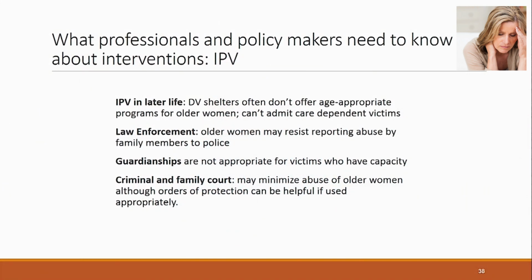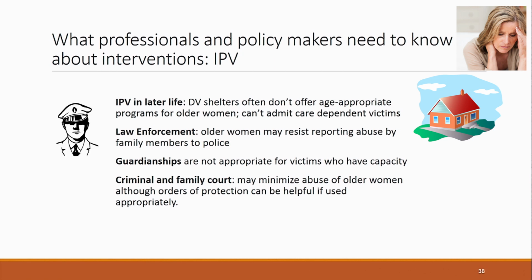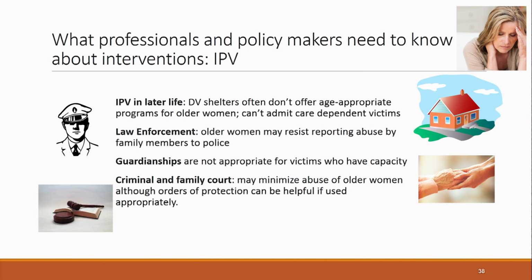So what do professionals and policymakers need to know about interventions? In the IPV frame in later life, DV shelters often don't offer age-appropriate programs for older women. They often can't admit care-dependent victims. Law enforcement, an important partner with IPV services, might not be so helpful to older women who may resist reporting abuse by family members, a son or a grandchild or a daughter. And guardianships, which are not usually used in IPV, more often with adult protective services, are not appropriate for victims who have capacity. And finally, criminal and family court may minimize abuse of older women, although orders of protection can be helpful if used appropriately, and usually with older women with a counseling and support component, not often available.